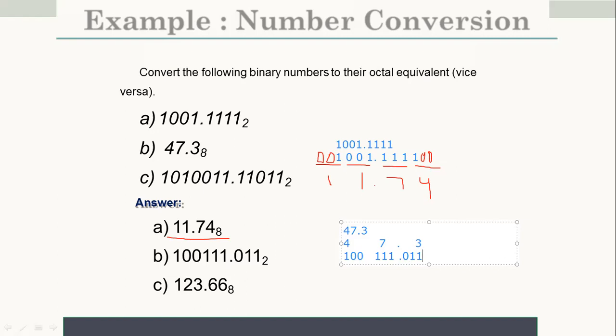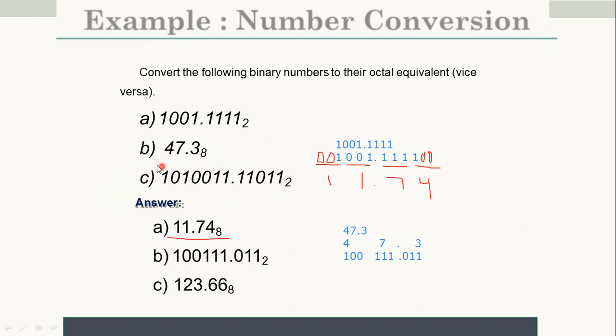So what is the result we are getting? See the result here: 100.111.011 with base 2. Next, take the third problem. What is the third problem? 1010011.11011. This is the given binary number.